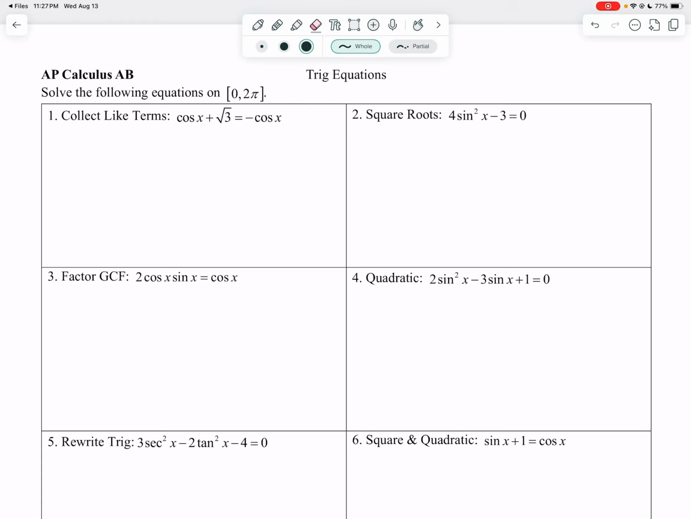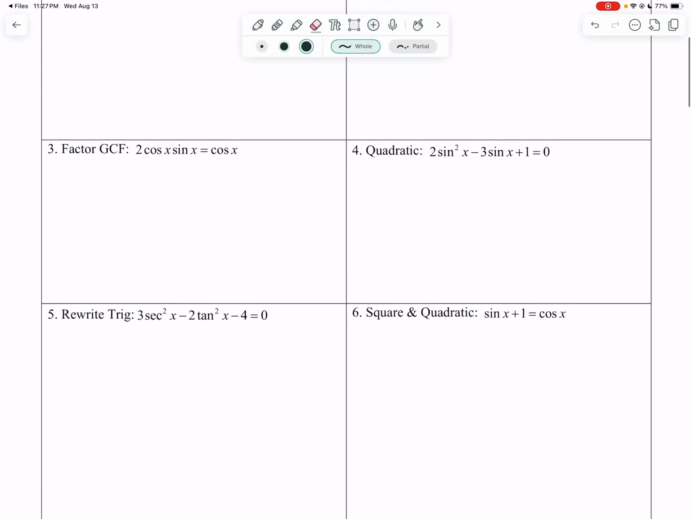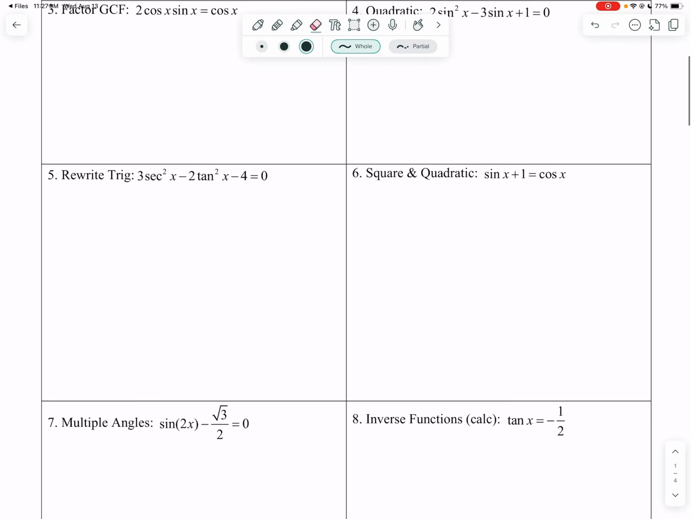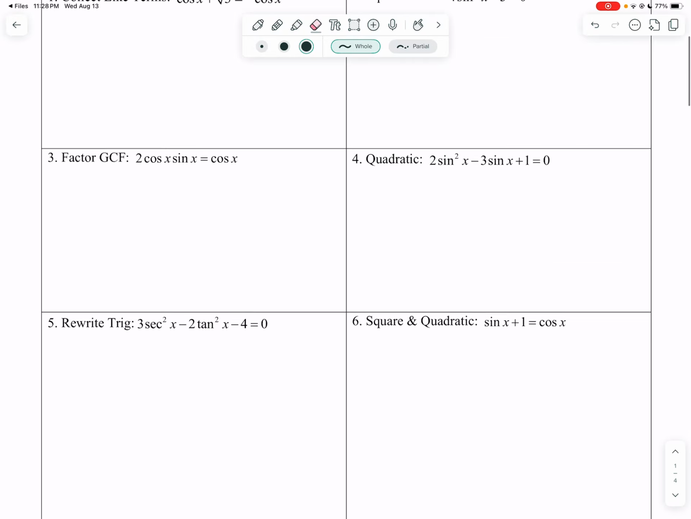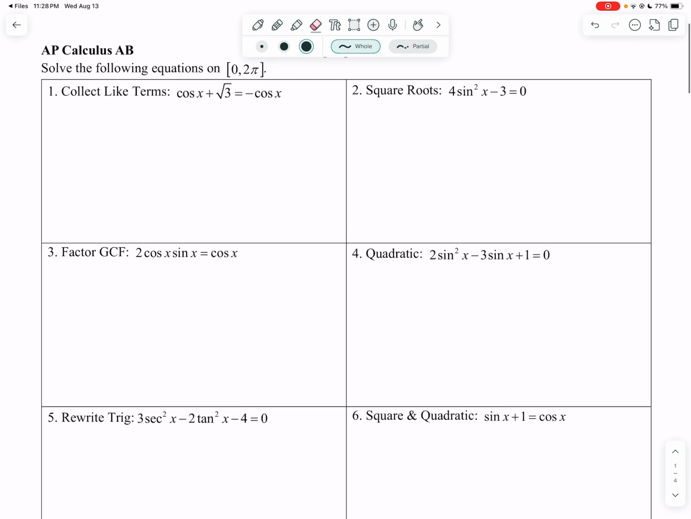Alrighty, in this video we are going to be talking about how to solve trig equations from 0 to 2 pi. So this is going to be the first video, and then in the second video we'll talk about how to solve equations from negative infinity to infinity, aka your general solution. But first, there are probably 8 types of ways that we could solve a trig equation.